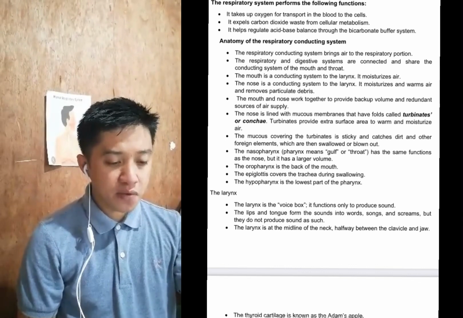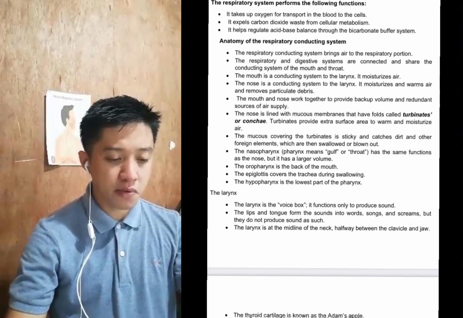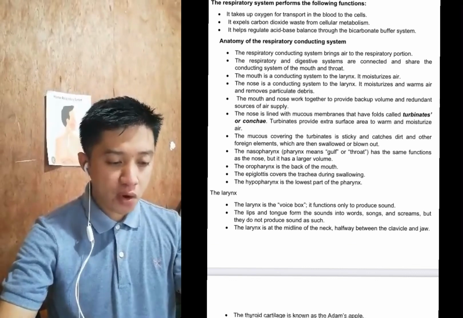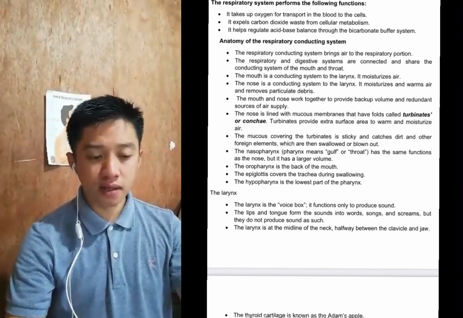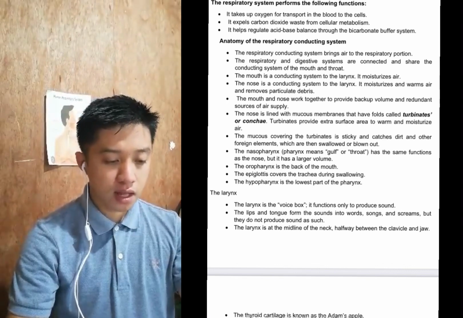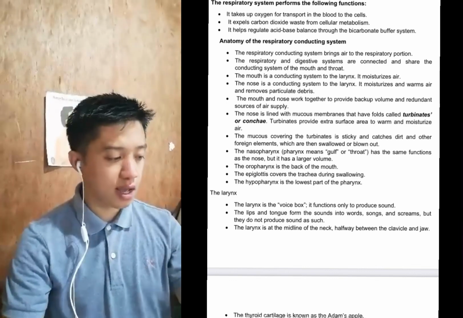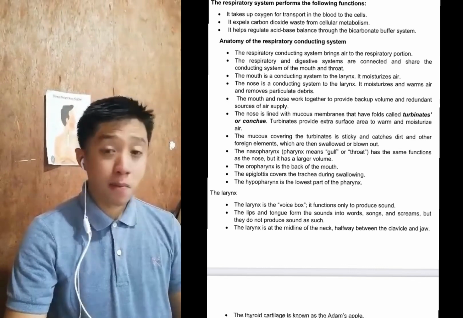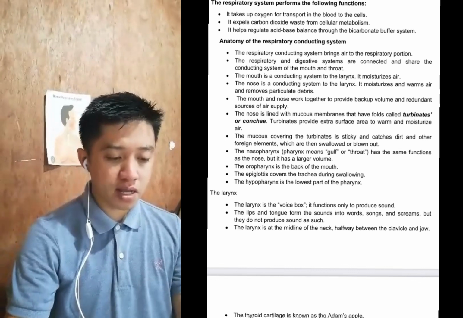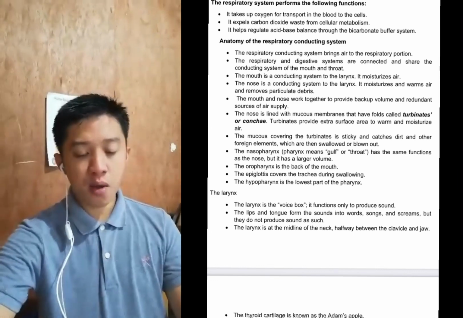Anatomy of the respiratory conducting system. The respiratory conducting system brings air to the respiratory portions. The respiratory and digestive systems are connected and share the conducting system of the mouth and throat. The mouth is a conducting system to the larynx and moisturizes air. The primary function of the larynx in humans and other vertebrates is to protect the lower respiratory tract from aspirating food into the trachea while breathing.